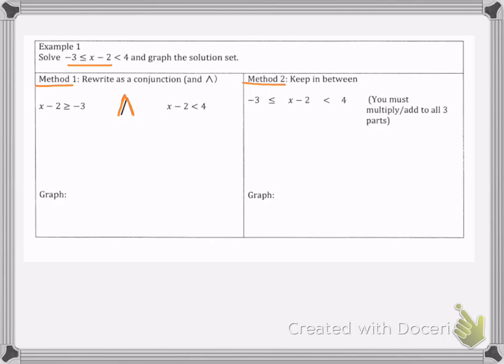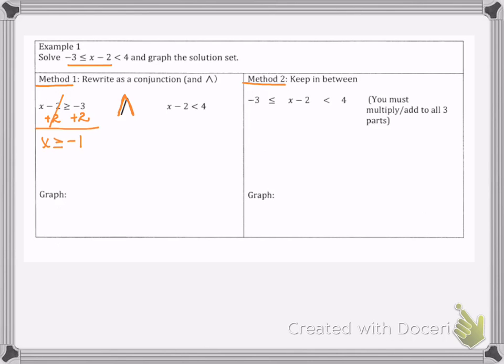So here on the left, x minus 2 greater than or equal to negative 3. To solve, I want to get rid of the 2 by adding 2 to both sides. So just like I would with an equation, I'm going to show my work of plus 2 to both sides. That gives me x greater than or equal to negative 1.